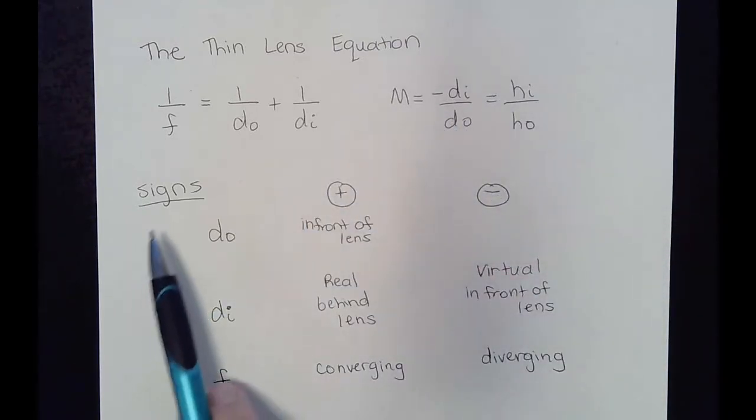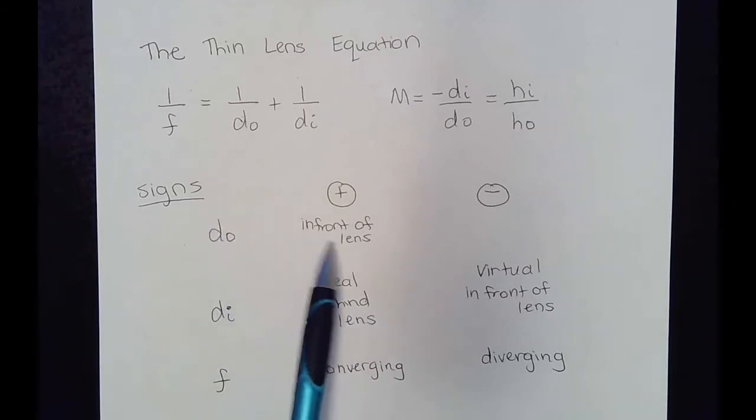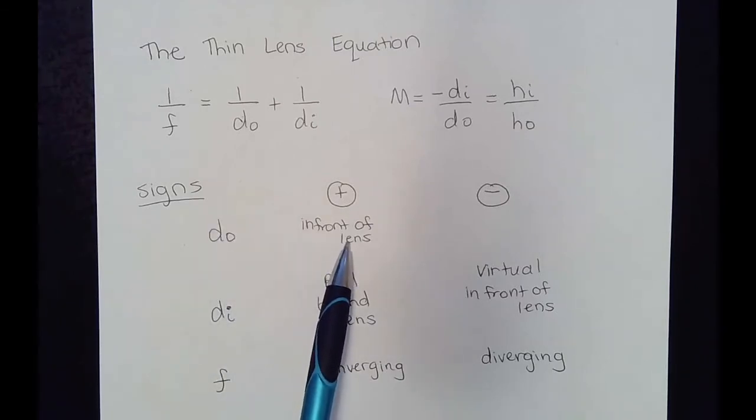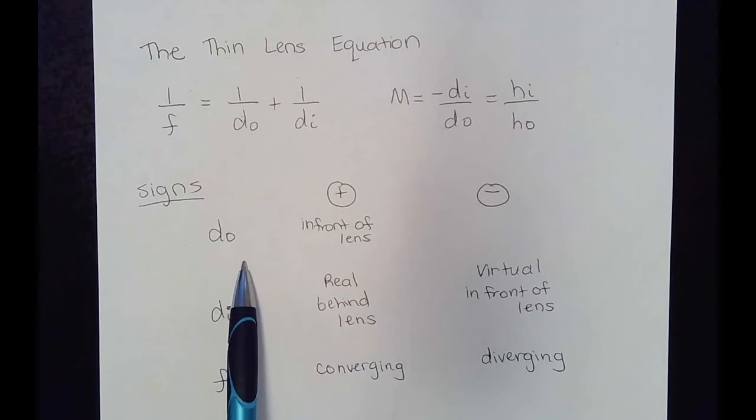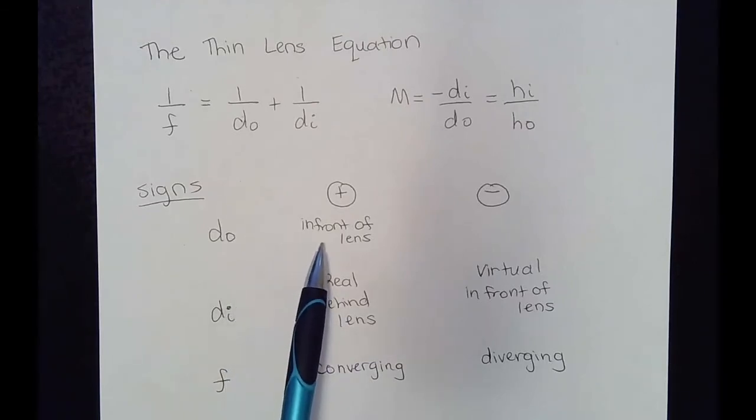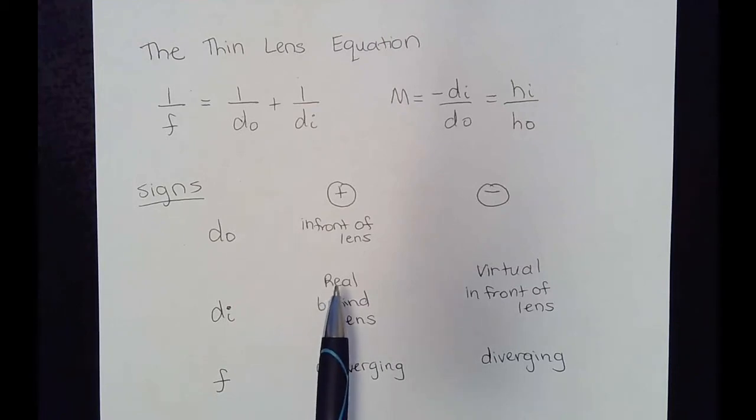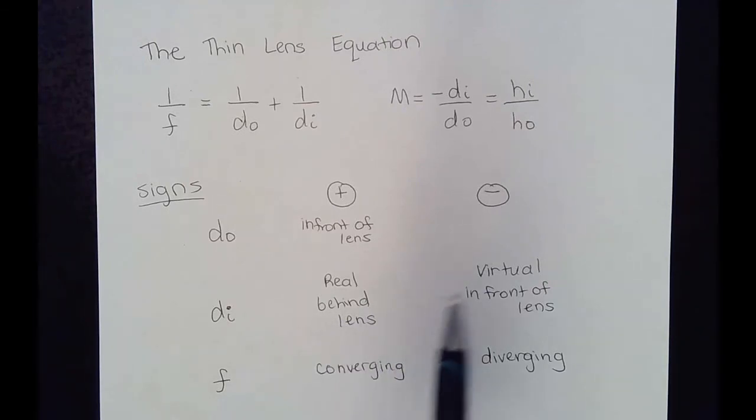Okay, the signs for the thin lens equation: do is positive in front of the lens, and really we'll always call the side the object is on the front, so that will be positive. And then di is still positive for real, but now this means that the image is behind the lens. di then is negative for a virtual image which forms in front of the lens, so that's the biggest difference here. The focal length is positive for a converging lens and negative for a diverging lens.